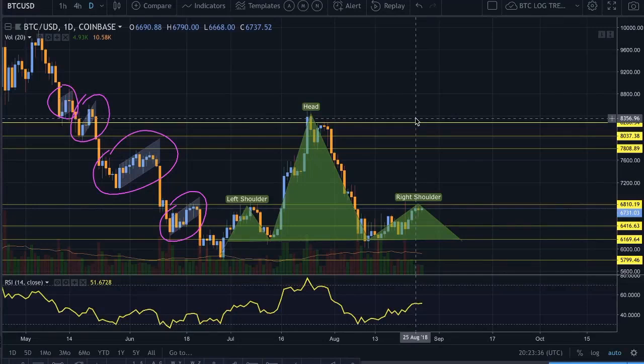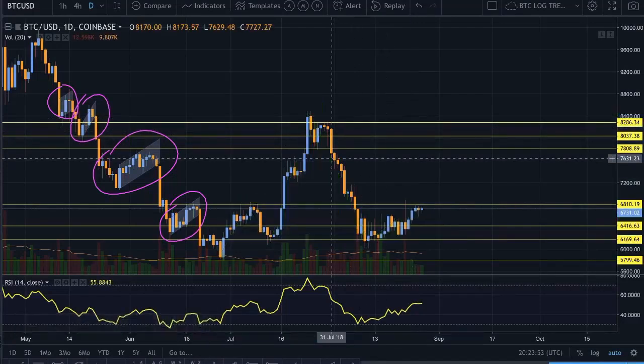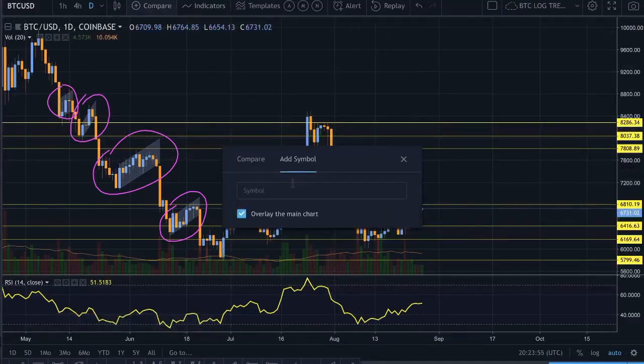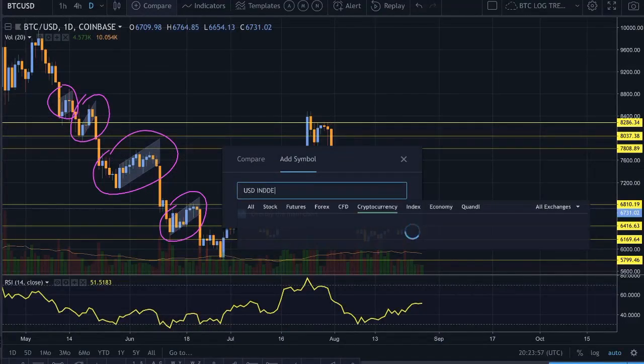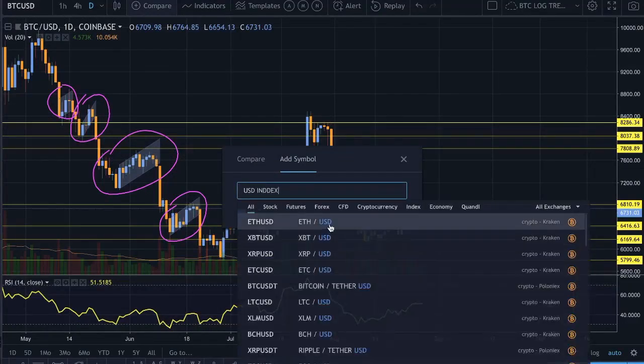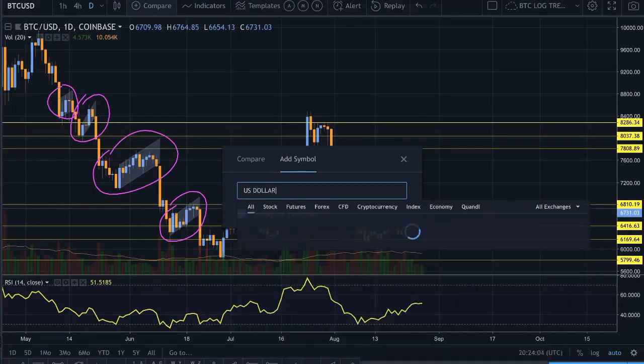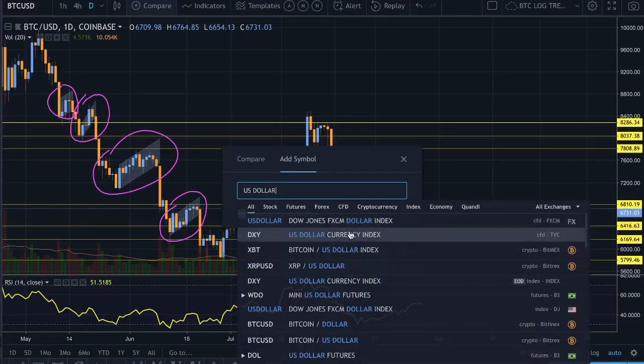Does the USD market have any correlation with Bitcoin when it ran from 6,000 to 8,500? I believe there was an instance of the USD topping out. Let's actually throw that chart on and see what's up. Let's not be lazy. USD index. US dollar index, I guess. Yeah, there it is.